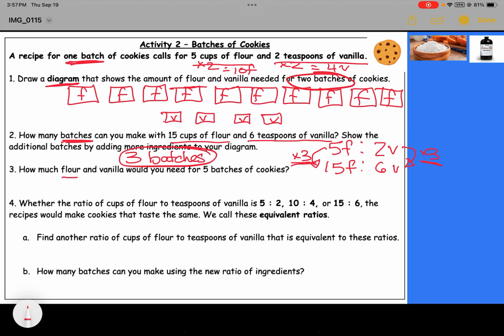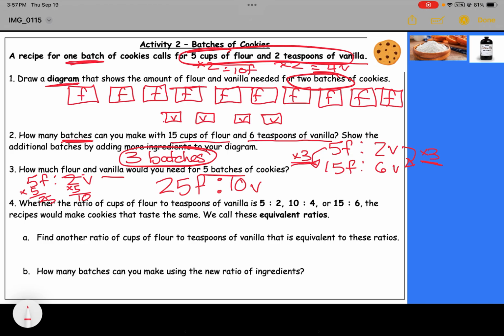Question 3, how much flour and vanilla would you need for 5 batches? So if I take the original recipe, which is 5 flour to 2 vanilla, multiply each of the ingredients by 5. 5 times 5 would give me 25, and 2 times 5 would give me 10. So I'd have 25 cups of flour and 10 teaspoons of vanilla.